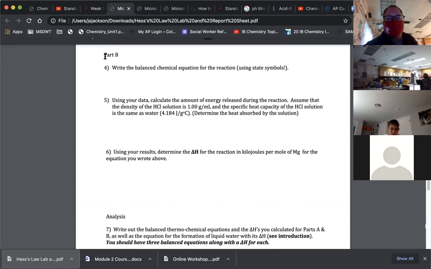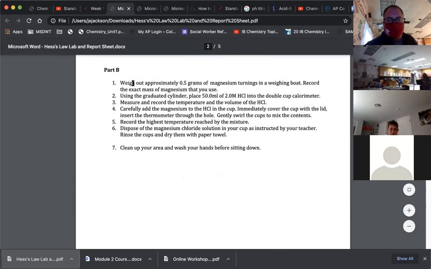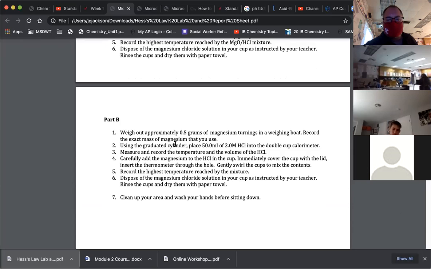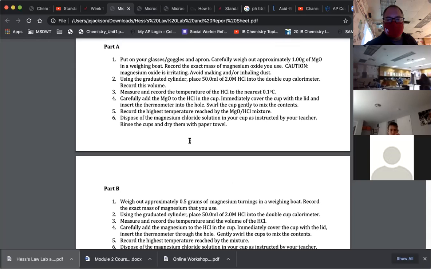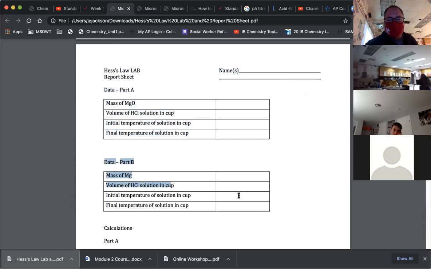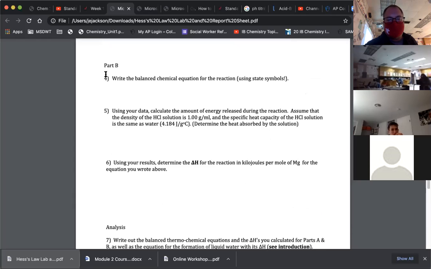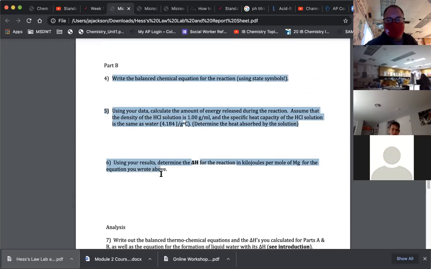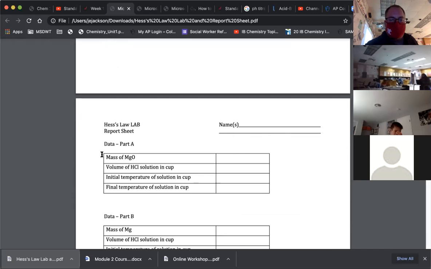And then what we will do on Friday is part B. In part B, we are weighing out magnesium. Wait a second, I'm sorry. Part B is what you guys did yesterday. There we go, they look the same. The mass of magnesium, the volume of HCl. So that is part B, and those would be your calculations here for part B, just as I said. We will be doing part A on Friday.